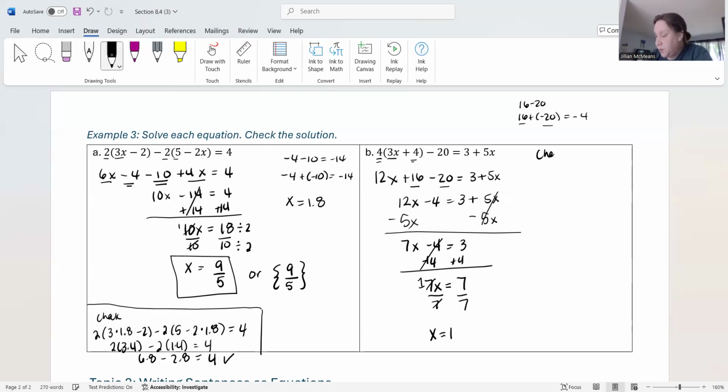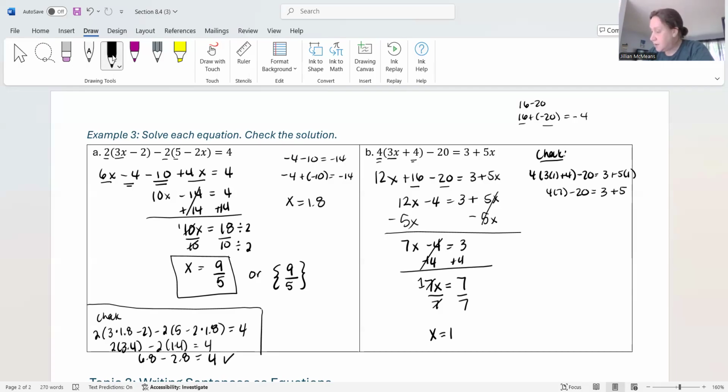We can hopefully pretty quickly check this one. So we have 4 times 3x, but x is really 1, plus 4 minus 20 equals 3 plus 5 times x, which is 1. Okay, so it's a little scrunch, but hopefully you can see it. So let's see, on the left inside parentheses, we have 3 times 1, which is 3. And then 3 plus 4 is 7. So we get 4 times 7 minus 20 equals, well, on the right, we have 3 plus 5 times 1. 5 times 1 is just going to be 5.